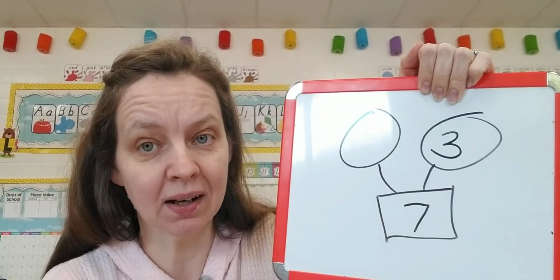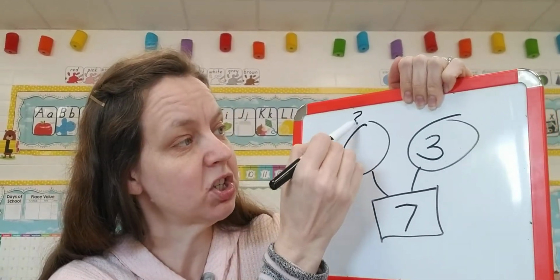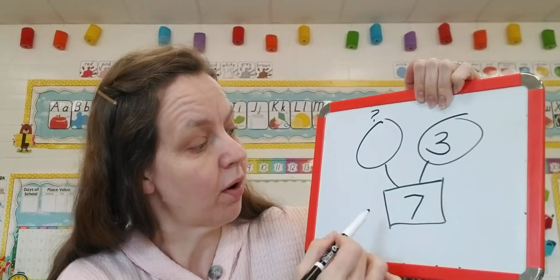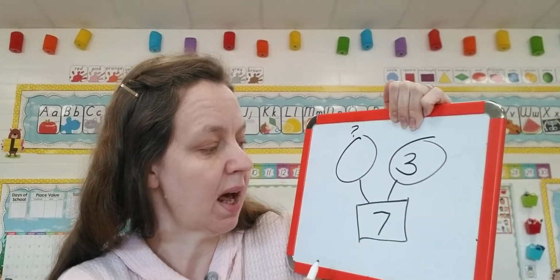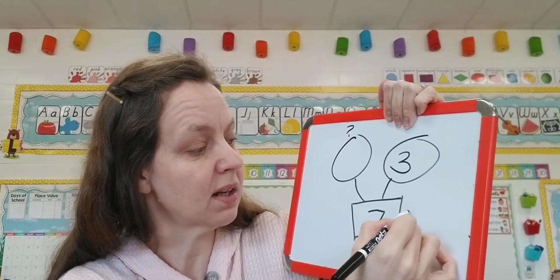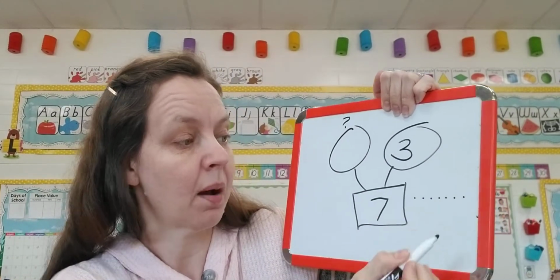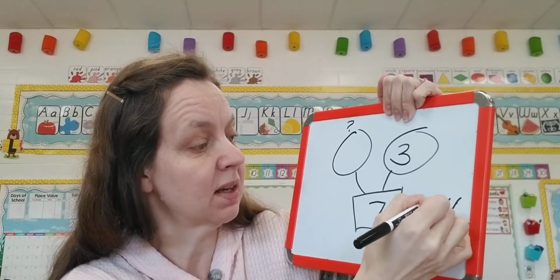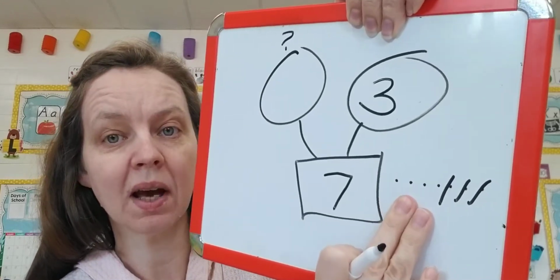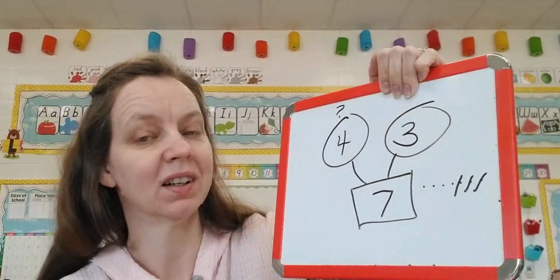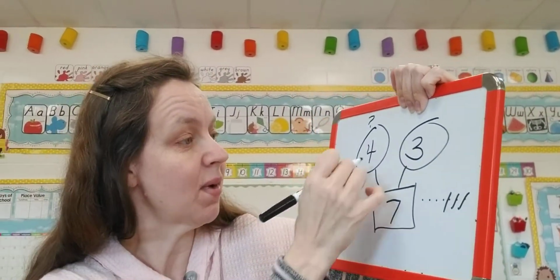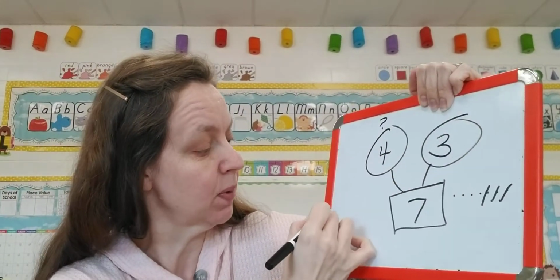How many had bananas? We don't know. This is our question. We've got to figure that out. So if there were 7 and 3 had peanuts, the rest had bananas. So we're going to subtract. I'm going to put 7 dots, and I'm going to take away 3. How many monkeys had bananas? How many dots are left? 4. Good job.